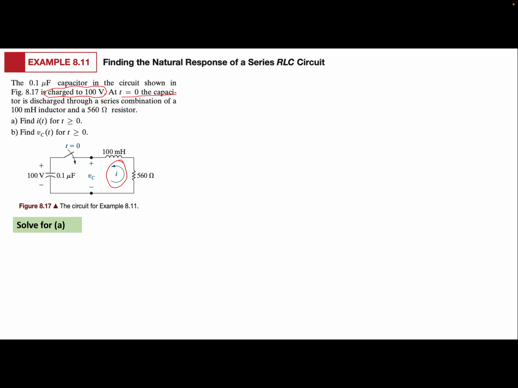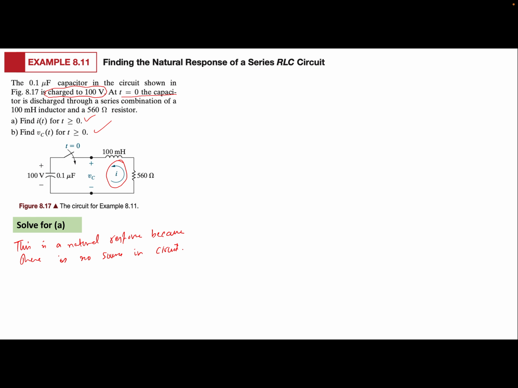The question asks you to find the expression for the current and the expression for the voltage across the capacitor. Okay, so let's do this. Again, this is a natural response because there is no source in the circuit. And more importantly, we know that we have at least one element with some energy stored that is going to get discharged, in this case the capacitor.